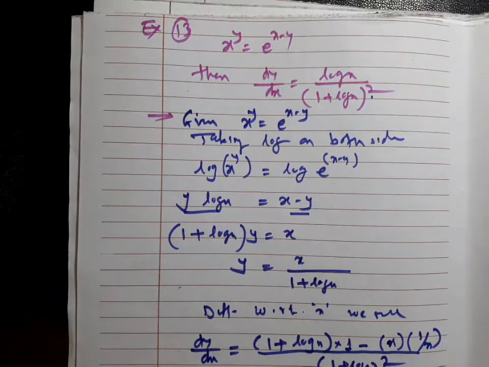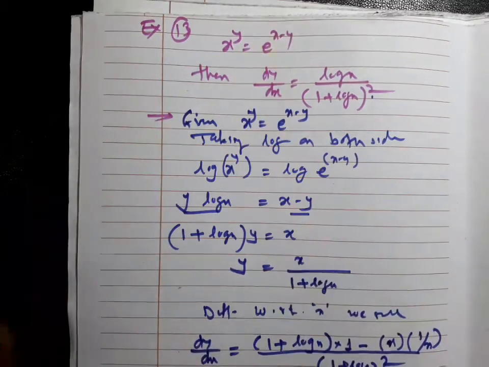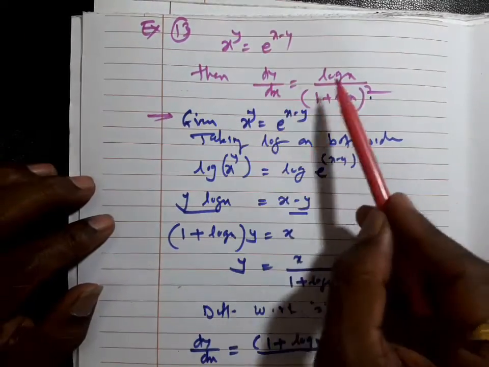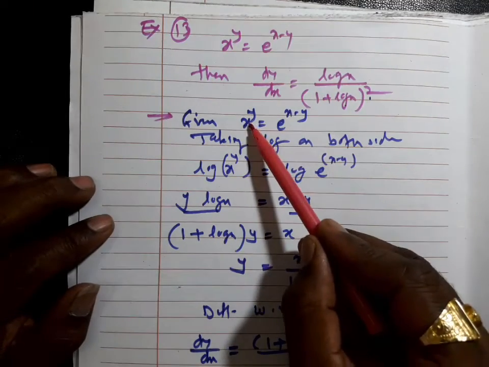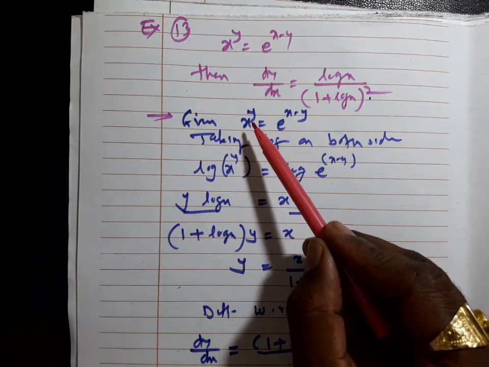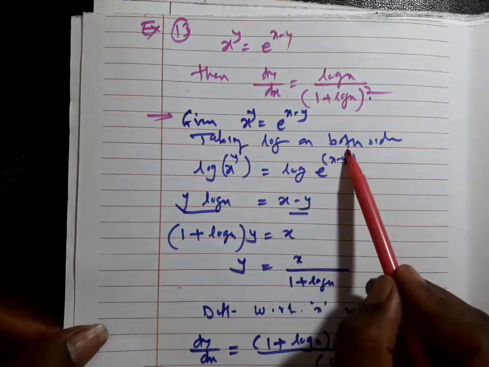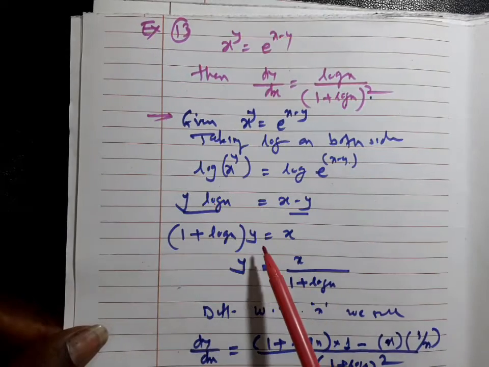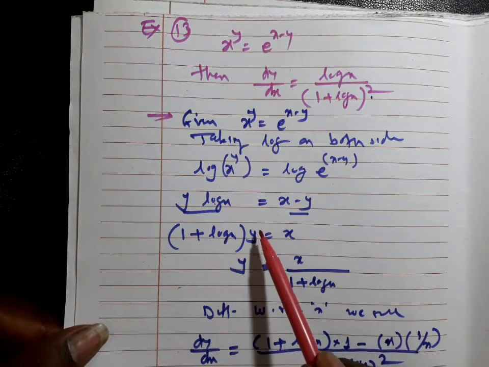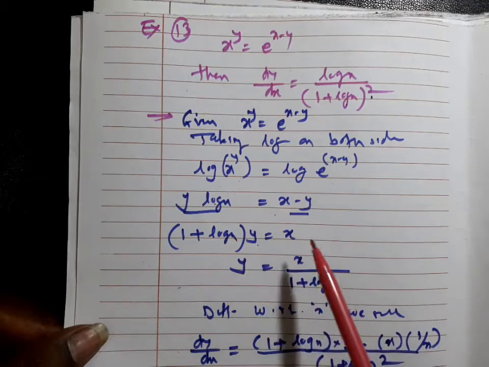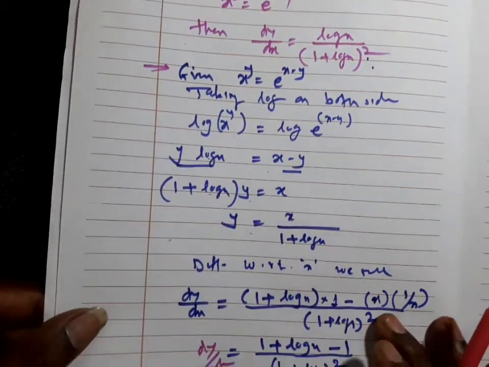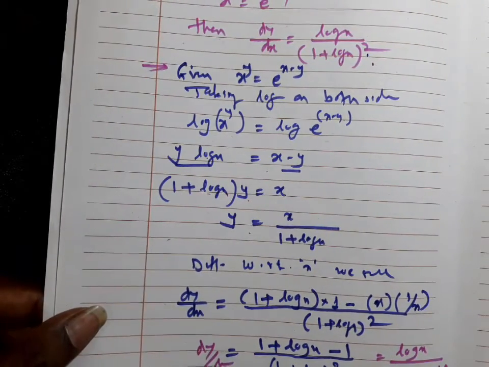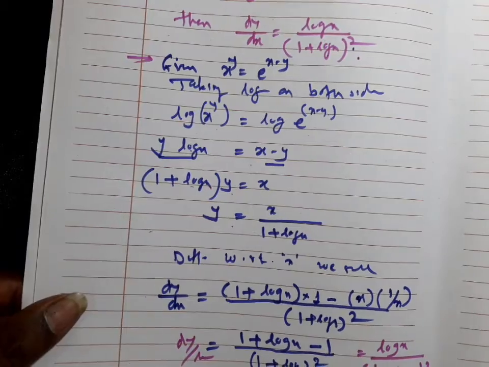Example number 13. x raised to y is equal to e raised to (x minus y). Then show that dy by dx is log x upon (1 plus log x) whole square. Obviously log x is required, and both x and y, index and base, are the independent variables. So we have to take the logarithm on both sides. So logarithm is taken, simplify, collect the terms of dy by dx, and take differentiation. 1 plus log x, because square is required. So we are going to apply quotient rule, and then finally the answer is dy by dx is equal to log x upon (1 plus log x) whole square.